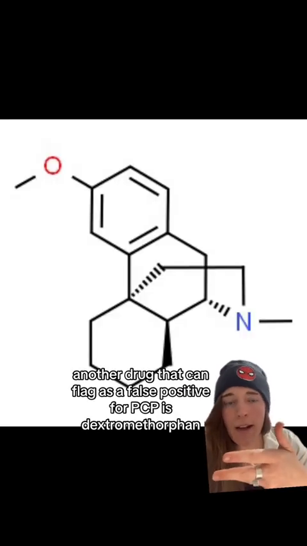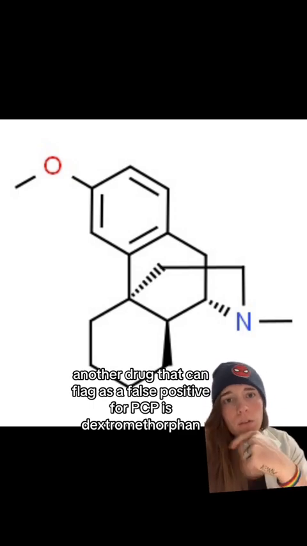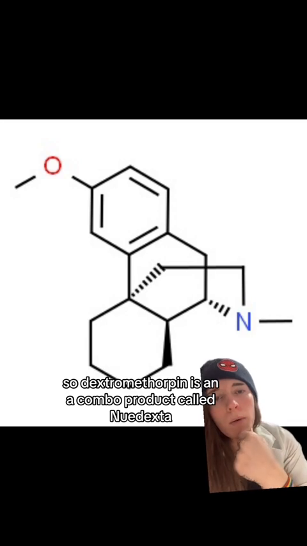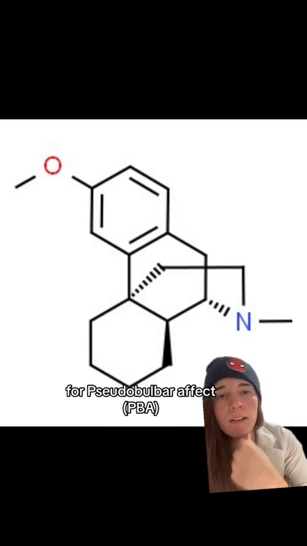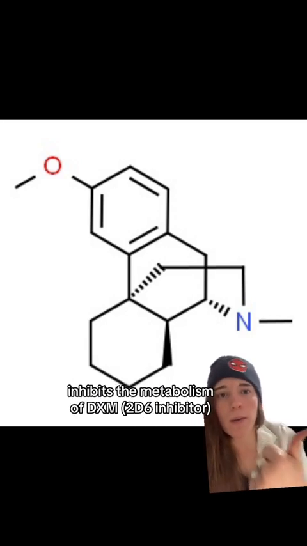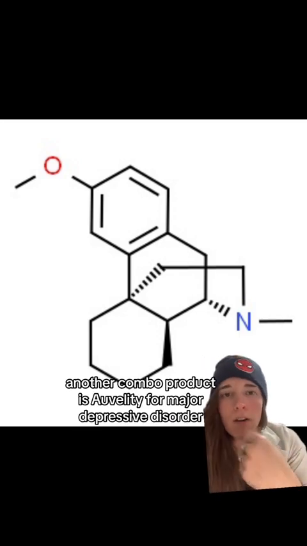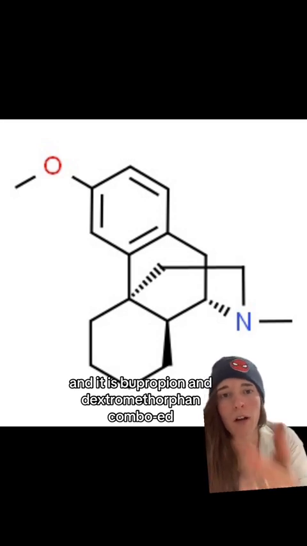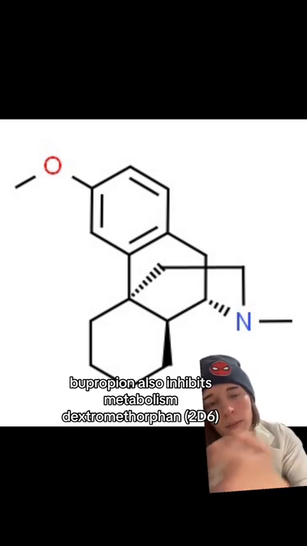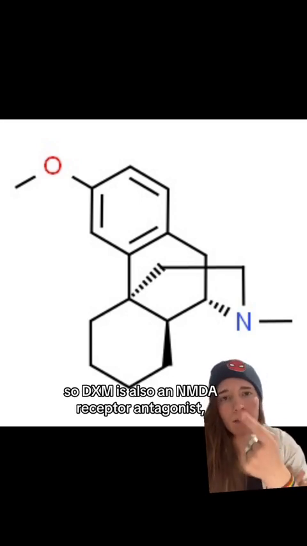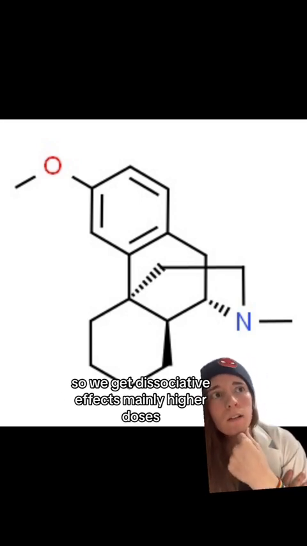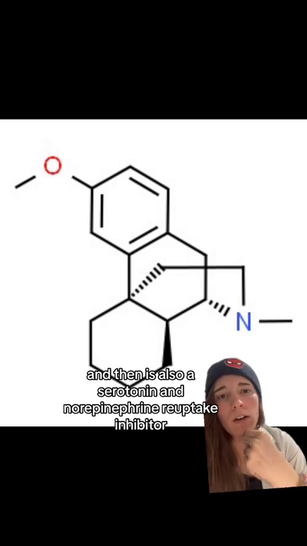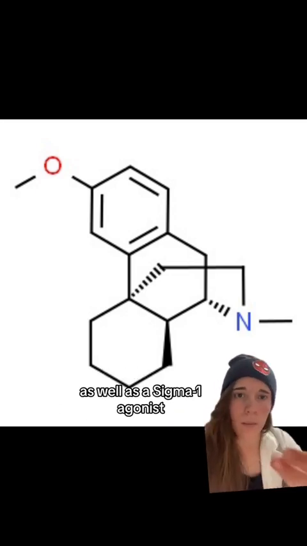Another drug that can flag as a false positive for PCP is dextromethorphan. This is in Dayquil, NyQuil, Robitussin, and Delsym. Dextromethorphan is in a combo product called Nuedexta. It's for pseudobulbar affect. It's quinidine and dextromethorphan. Quinidine inhibits the metabolism of DXM. Another combo product is Auvelity for major depressive disorder, and it is bupropion and dextromethorphan. Bupropion also inhibits the metabolism of dextromethorphan. So DXM is also an NMDA receptor antagonist, so we get dissociative effects, mainly at higher doses, and then it's also a serotonin and norepinephrine reuptake inhibitor, as well as a sigma-1 agonist.